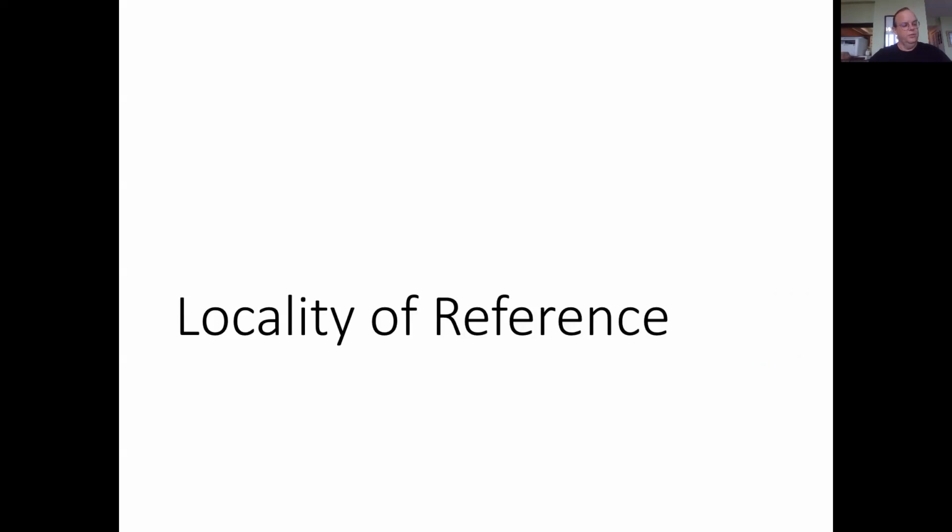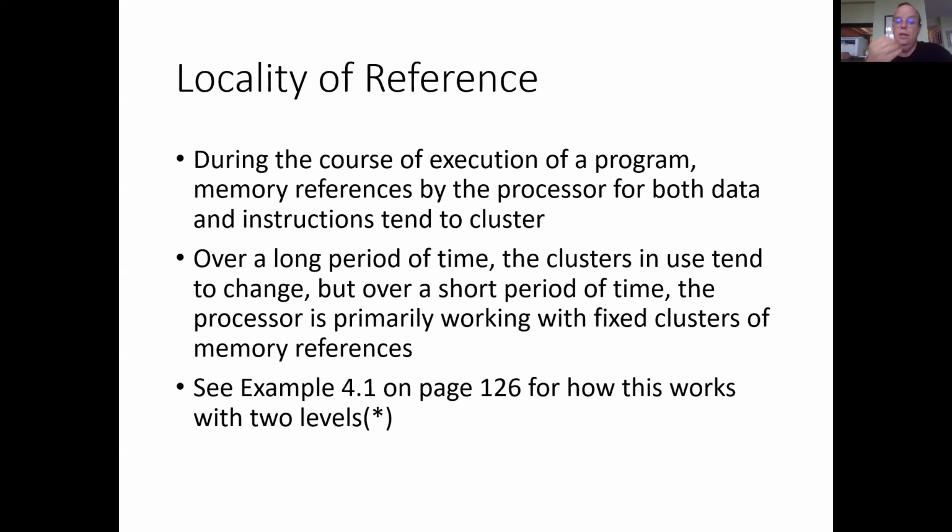A related concept for this and why you have the memory hierarchy is something called locality of reference. When you're executing a program, the memory references by the processor for both data and instructions tend to cluster. And this can be due to things like data structures, instructions coming one after another. Think about that program counter. If we're not doing a lot of jumps, the next one will come in the immediate vicinity. Over long periods of time, the clusters tend to change, but over short periods of time, the processor is primarily working within those fixed clusters.